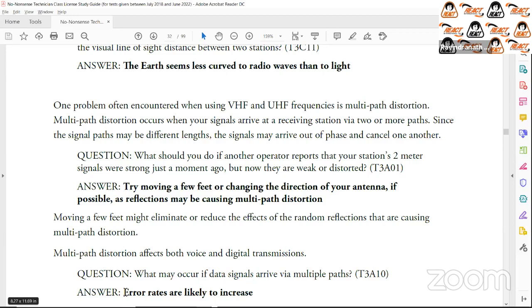So let's see what the answer is. The answer is error rates are likely to increase. The error rates that they're talking about is with respect to the data signal. You might have garbled information when you look at the computer output, or it may be obfuscated, or it may be obliterated, or it may be canceled out. You may not see any useful information coming out. So that's what they mean by error rates. And the error rate has to do with the digital signal or the digital transmission.